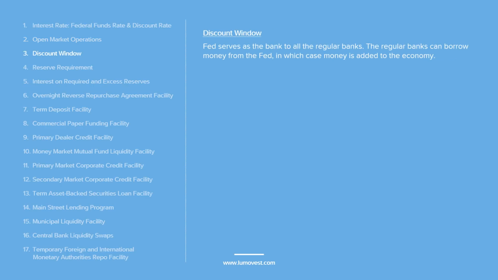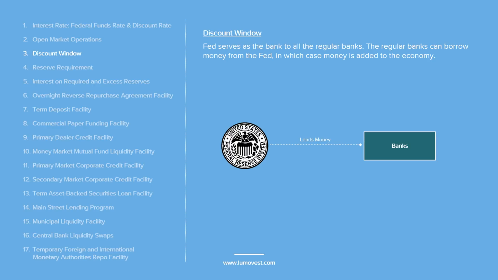Next is the discount window. As the central bank, the Fed acts as the bank to all the other banks, like Citibank, Chase Bank, Bank of America, or Wells Fargo. When these regular banks need to borrow money, they can borrow money from other banks at the federal funds rate, or they can borrow it from the Fed at the discount rate. This ability to borrow money from the Fed is known as the discount window.